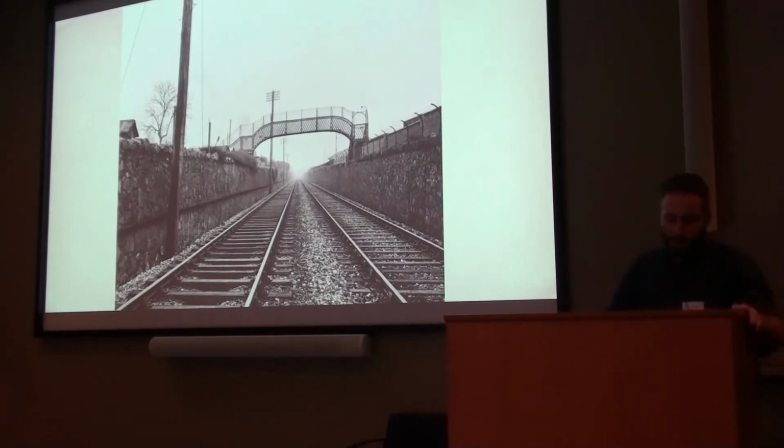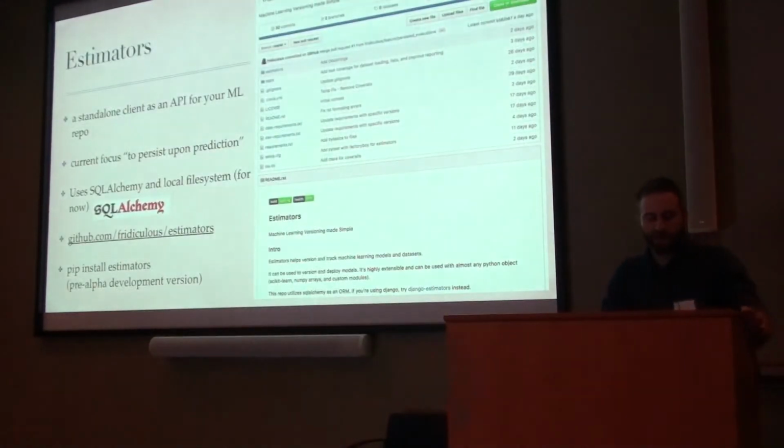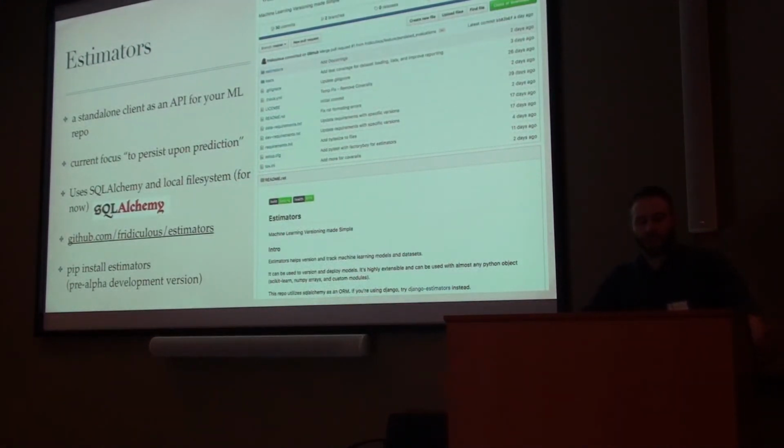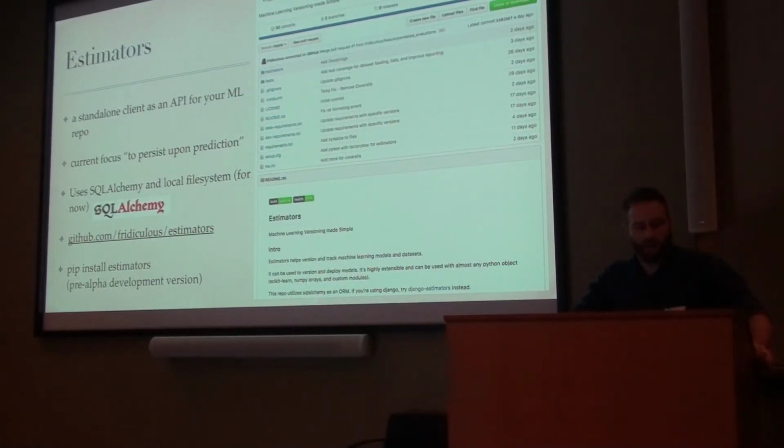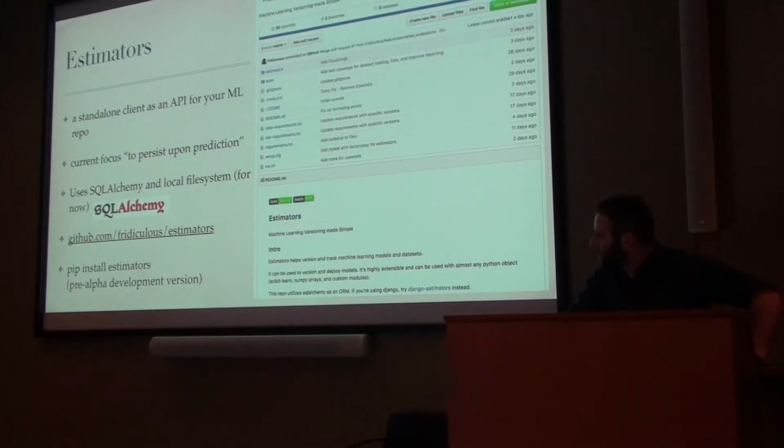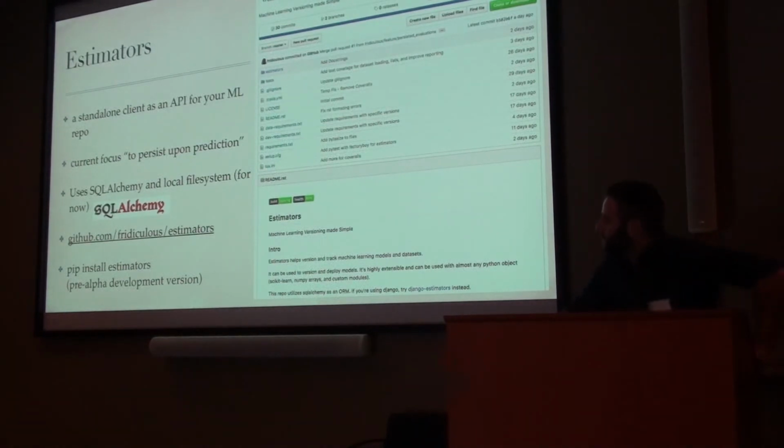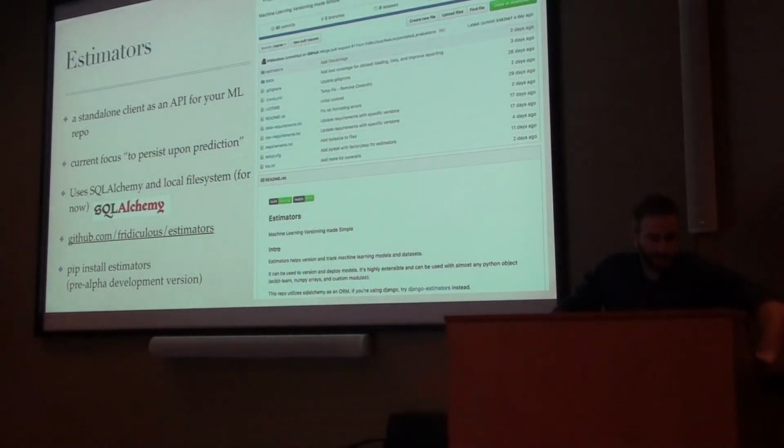So I took a stab at that, and I wrote a package called Estimators, and it's really like a standalone client as an API for your ML repo. The goal in this version that I released is really to persist upon prediction. It uses SQL Alchemy and a local file system for now. You can find it at that repo. This screenshot was taken this morning, and I pushed it to PyPI about half an hour ago. It's still a prototype, but I'd love to get feedback, and I'd love to get what you think about it.